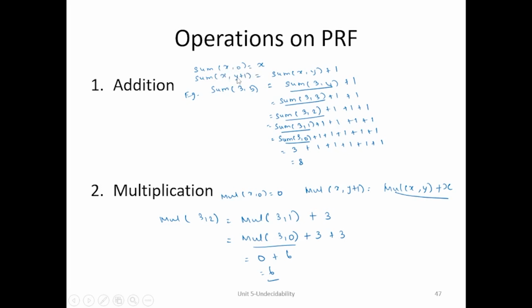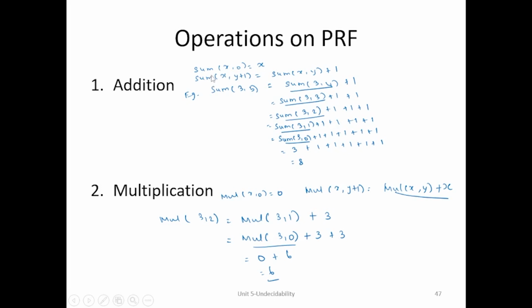If you sum x with y plus 1, it will be recursively written as sum of x comma y plus 1. So I want to find a solution for sum of 3 comma 5. If you substitute directly, 3 plus 5 means 8. So how will this 8 occur by using a primitive recursive function? We want to prove it. So you take the example.